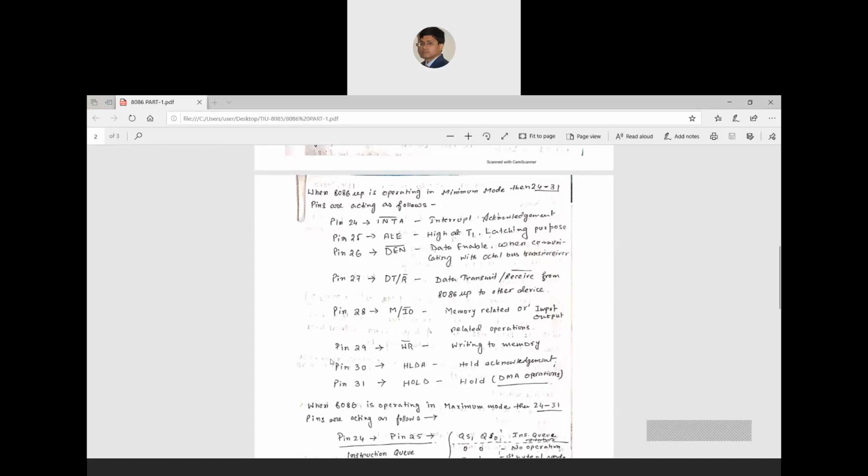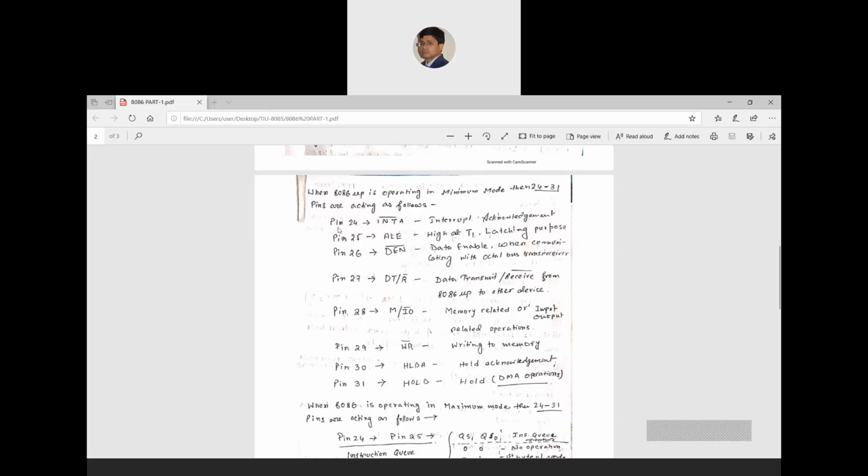So it has the authority to control everything. When 8086 is operating in minimum mode, it has the control authority over everything. This is quite similar to the 8085. Now you see pin numbers 24 to 31. You don't need to remember which pin number is associated with which, but you need to understand the concept here.